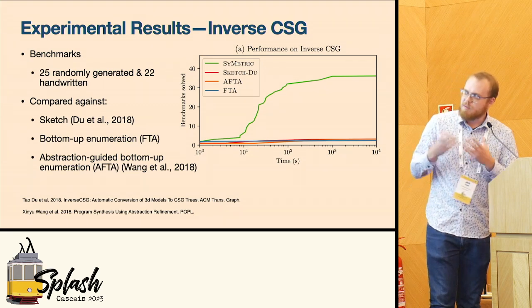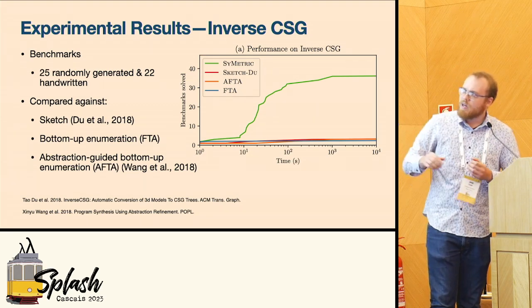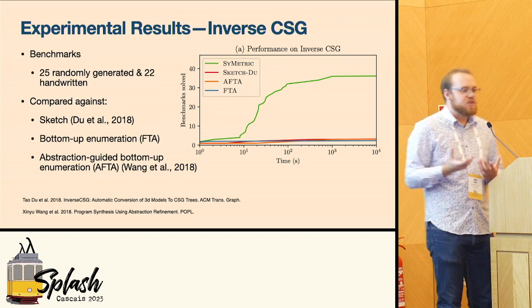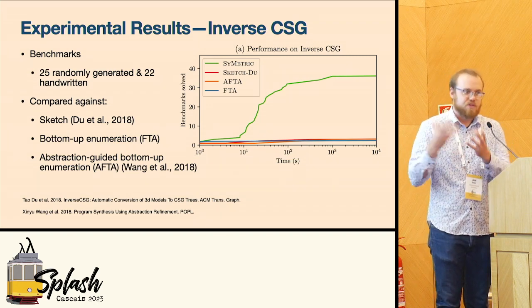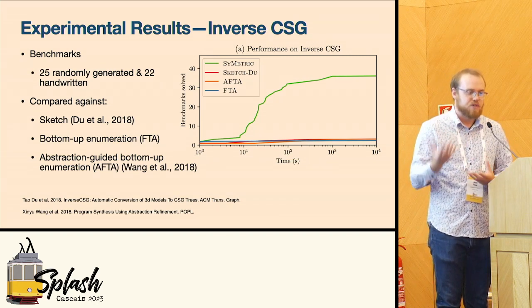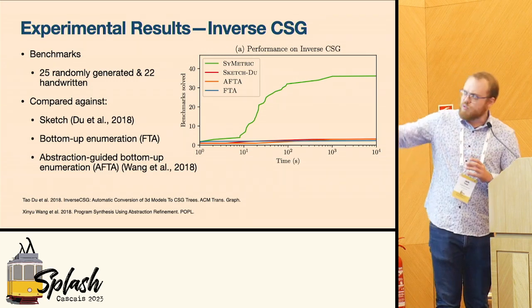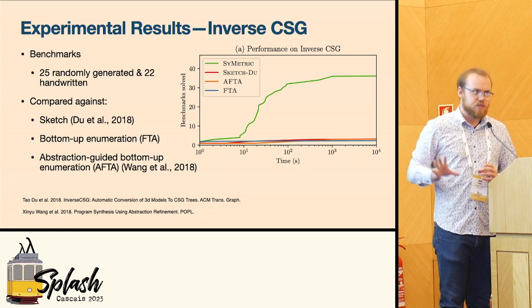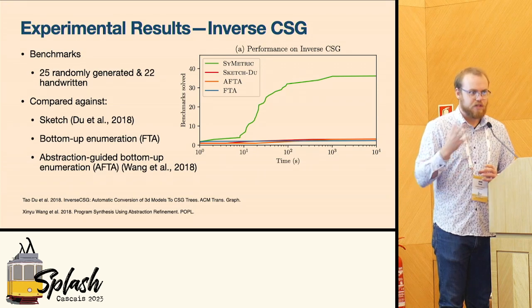We also looked at bottom-up enumeration, which is the blue line, and we looked at an instantiation of an abstraction-guided search. So we built an abstraction that we used for clustering in the abstraction-guided sense. In all of these cases, we found that the baselines were quite bad at inverse CSG, and this is part of the motivation for looking at this problem.